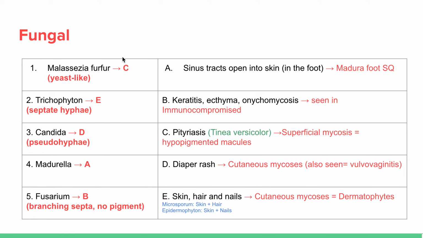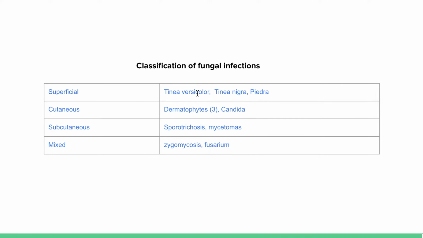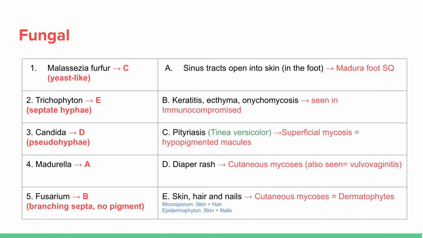Okay, so Malassezia furfur, you've seen with pityriasis or tinea versicolor. Remember, Malassezia furfur is yeast-like if you look at it under the microscope. And what you see with tinea versicolor is hypopigmented macules. Okay, it's one of the superficial mycoses. So going back up here, tinea versicolor is a superficial mycosis.